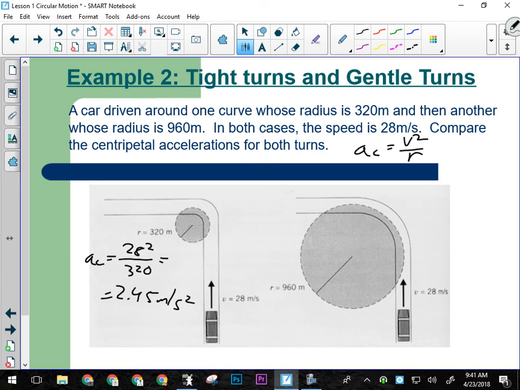In this corner, that's 3 times bigger, how's this number going to look? It's a third as much, right? It's going to be 3 times smaller because the corner is 3 times bigger. But we'll double check it. So the centripetal acceleration on this one is going to be 28 squared, because we're keeping the speed the same, divided by now 960.